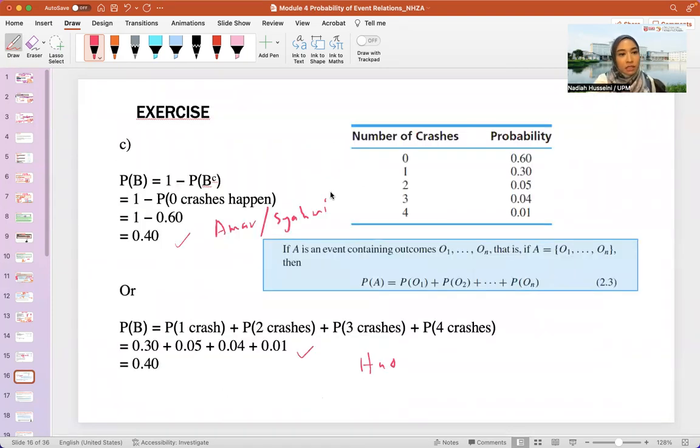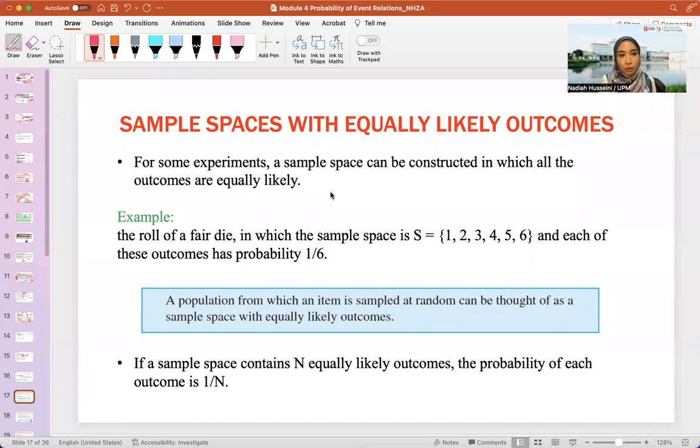Previously, we talked about number of crashes and we had the probability, right? But for the resistors, we did not know the probability. So the engineer could have taken any resistor at random. There was no probability assigned to it. So we can say that for the population of the resistors, all of them have equal chances of being picked. Or I can rephrase this and say all of the resistors have equally likely outcomes.